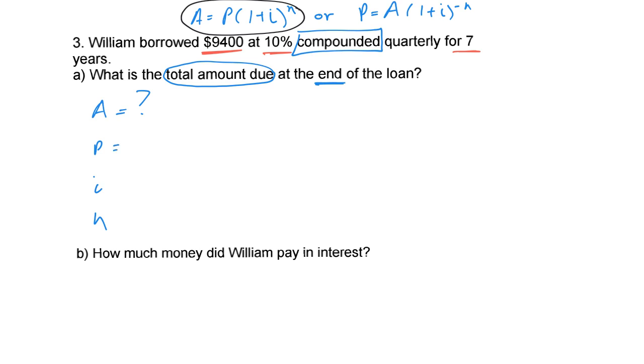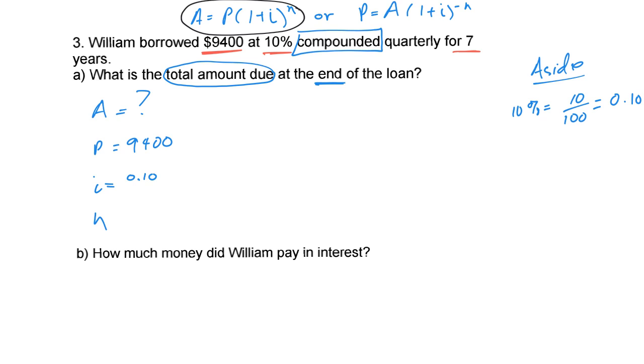We don't know the final amount, but we do know we have $9,400 to start. Then we have to say that it's 10%, so I'm going to put 0.10. As an aside, remember this: if you don't know how to calculate the percent, 10% is just 10 divided by 100, which on your calculator gives you 0.10. And you just punch that in.